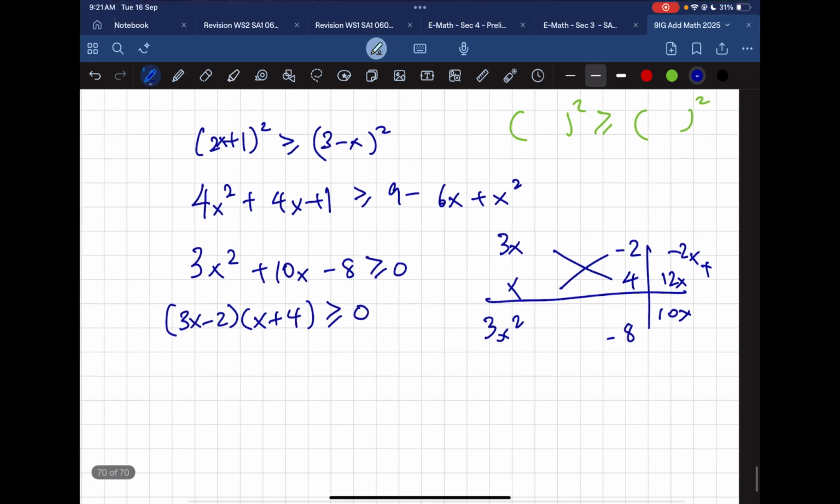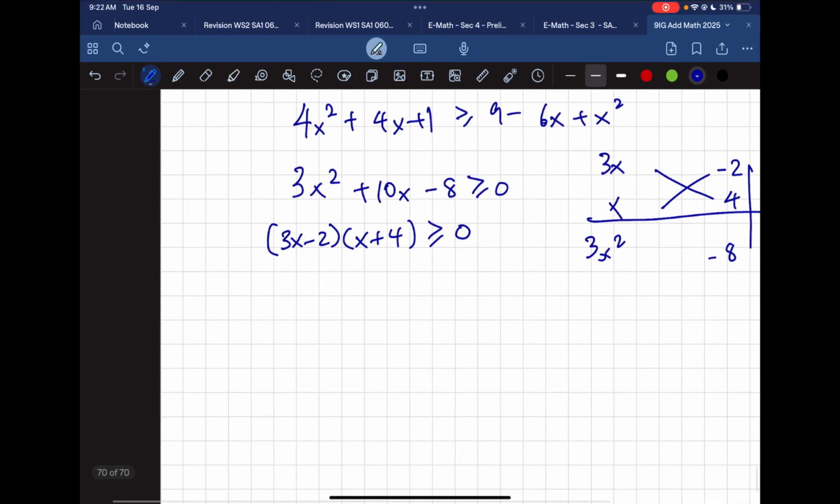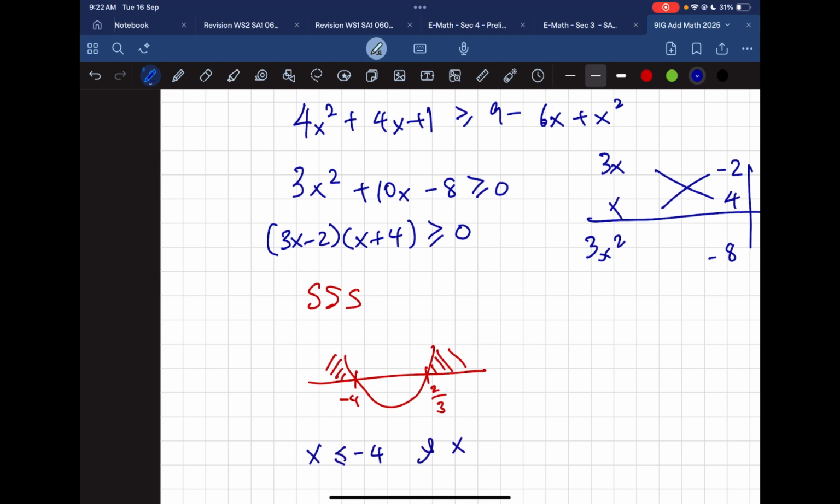Now, once we reach here, it's very convenient to say 3x minus 2 is more than 0 and x plus 4 is more than 0. We can't actually do that. If you recall, this is the situation where we apply triple S. We want to look at how the graph looks quadratically. We want to look at the roots. In this case, it's -4 and 2 over 3, and we want more than 0. We're looking at the fringe. So therefore, x has to be less than or equal to -4, and x has to be more than or equal to 2 over 3. So that's how we solve this.